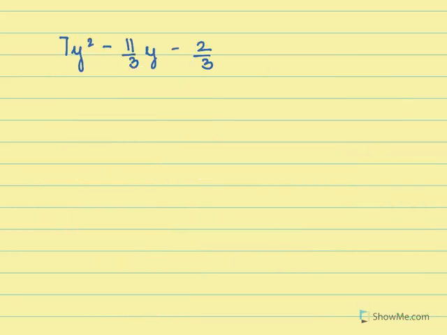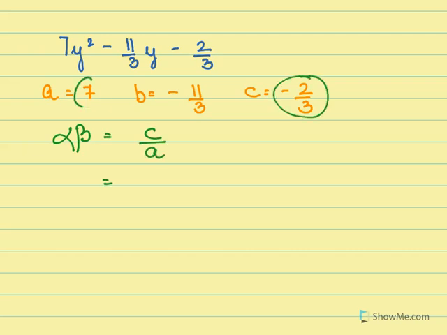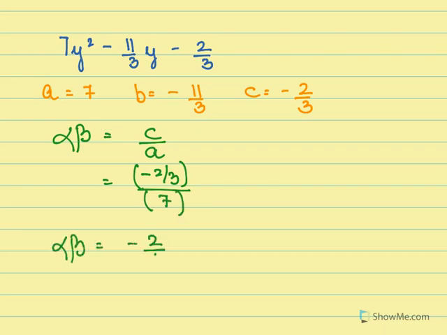Let's do the product of roots again. I've been a little untidy on the earlier slide. So we have a was 7, b minus 11 by 3, c minus 2 by 3. And for product, alpha into beta is c by a. This is our c and this is our a. So we have minus 2 by 3 is c, a is 7. So alpha into beta is minus 2 by 3 divide by 7. Minus 2 by 3 into 1 by 7, which is minus 2 over 21.